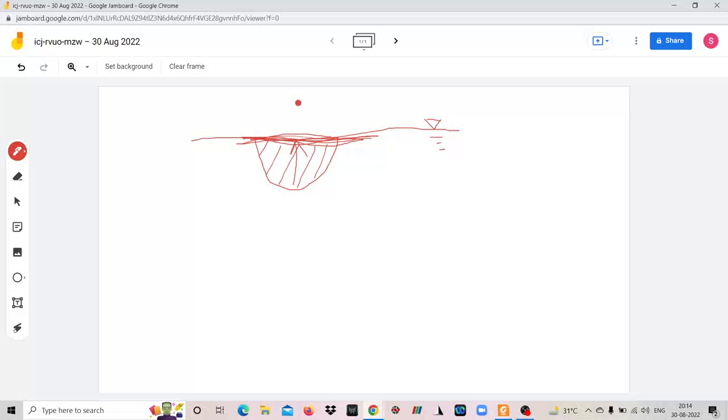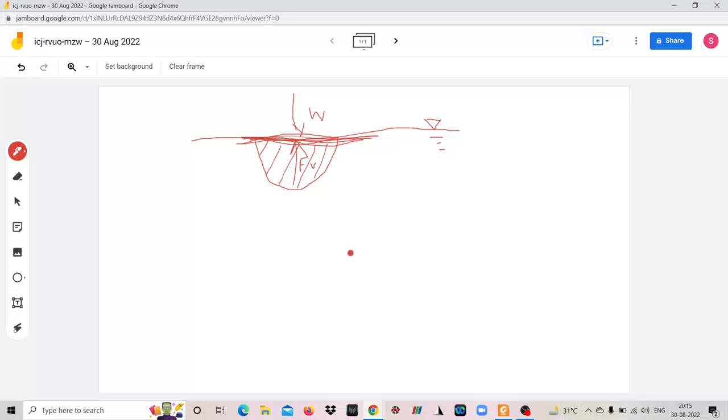What is the vertical force? The vertical force Fv is the force exerted by the fluid on this hemisphere, which is balanced by the weight. So it is basically equal to the weight. Clear?